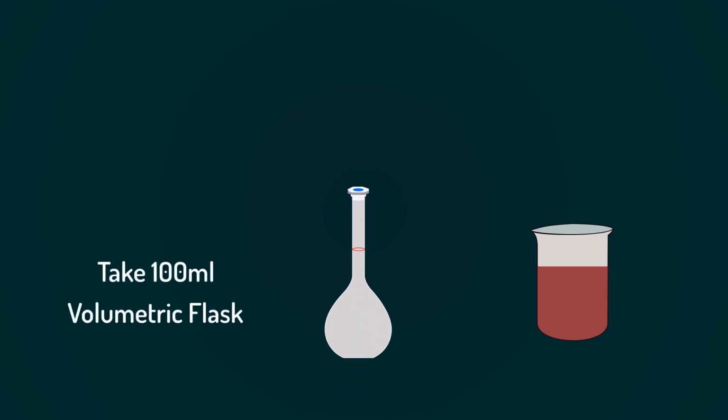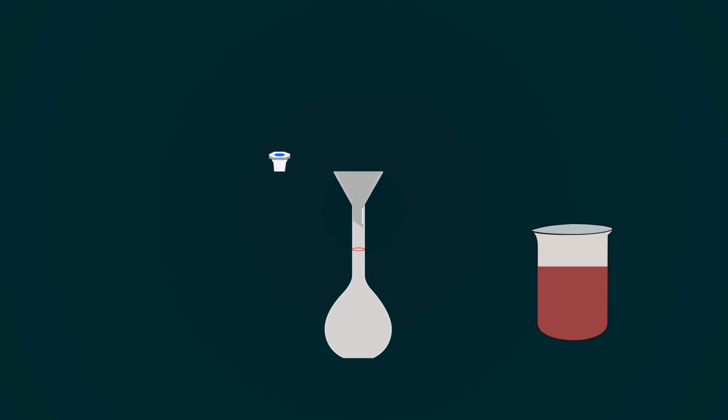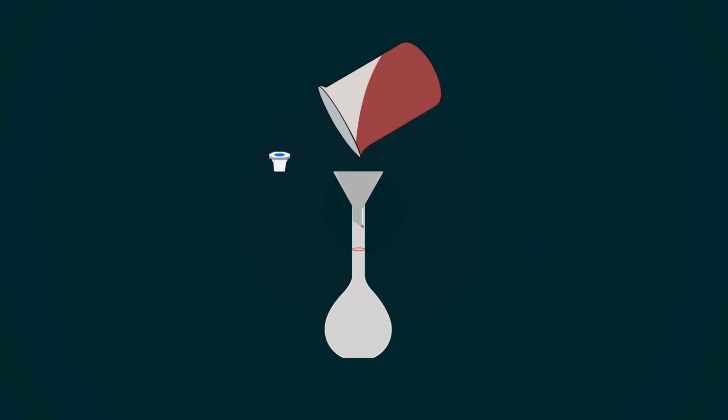Take a 100 milliliters volumetric flask. Now, pour all the solution into the volumetric flask with the help of the funnel.